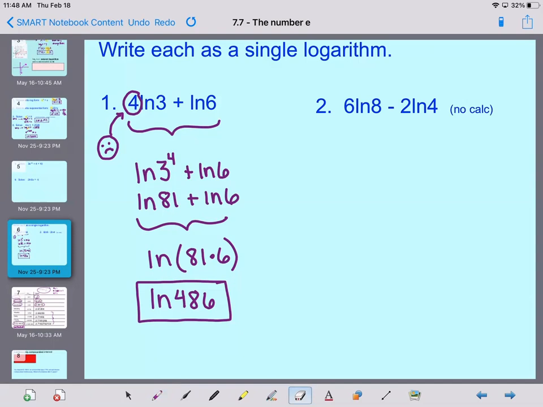All right, let's do the same thing with number 2. Super no calculator on this. And we can do this with no torture, right? There's a way to do this pretty easily with no calculator. So go ahead, take those coefficients, 6 and 2, and chuck them up top.